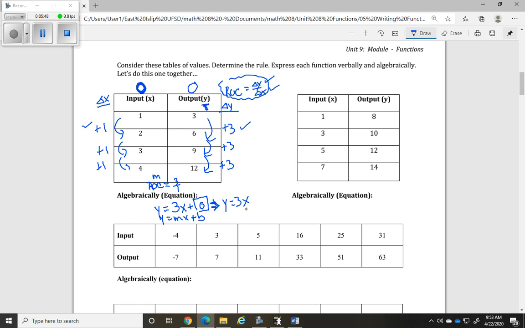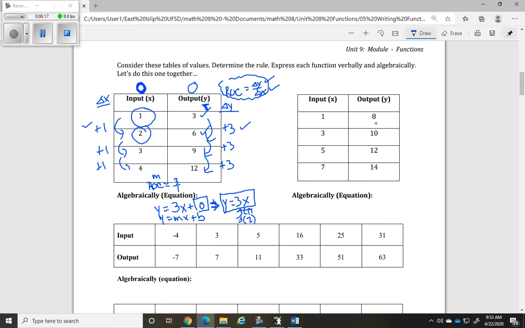You can also test this out by substituting in some x numbers to make sure you get the y number. Like if I look at my first x value of 1, if I put a 1 in here, 3 times 1 is 3, and in the y column it says 3. Let's test the next one out. If I plug in a 2, 3 times 2 is 6. In the y column it says 6. So once you write your equation, I suggest that you test it with the table of values.